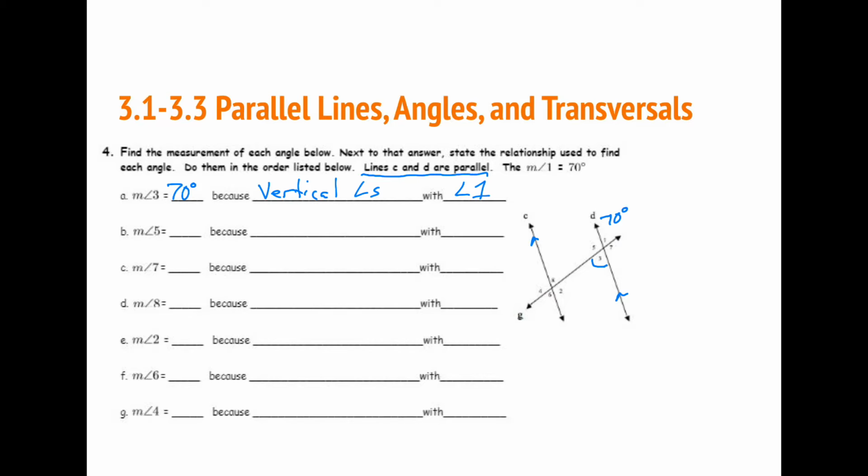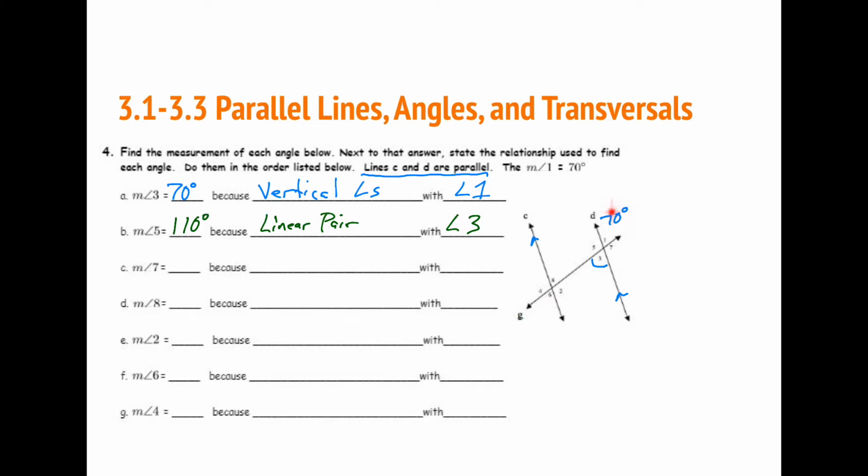So our next one, angle 5. We're going to say angle 5 is 110 degrees. We're going to say it's a linear pair with angle 3. As we go through these, you're going to see that there's so many different examples that we could have used, different options that we could have used, and it doesn't matter which one we pick. As long as you pick one, you're good to go.